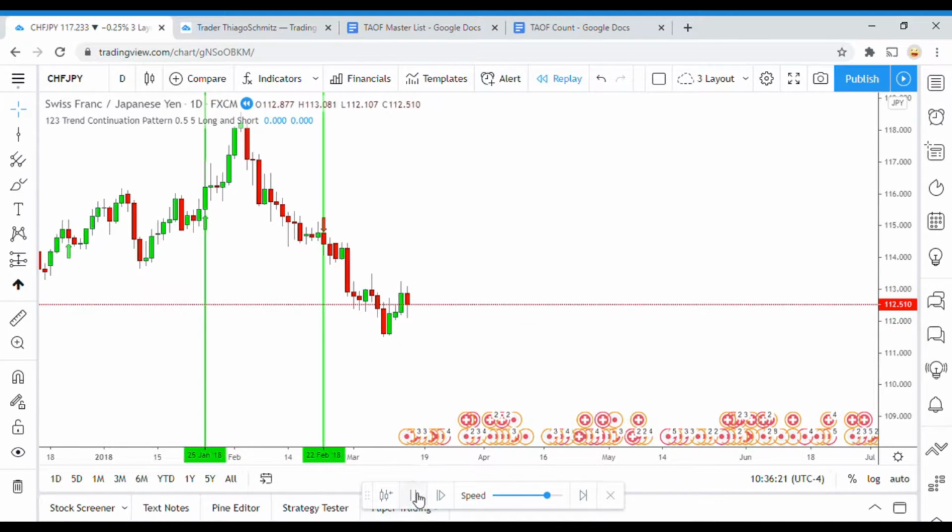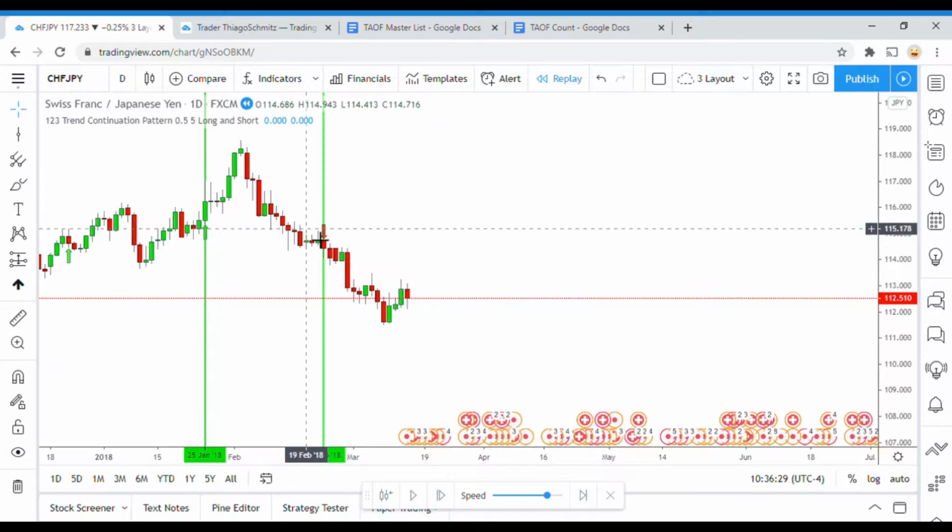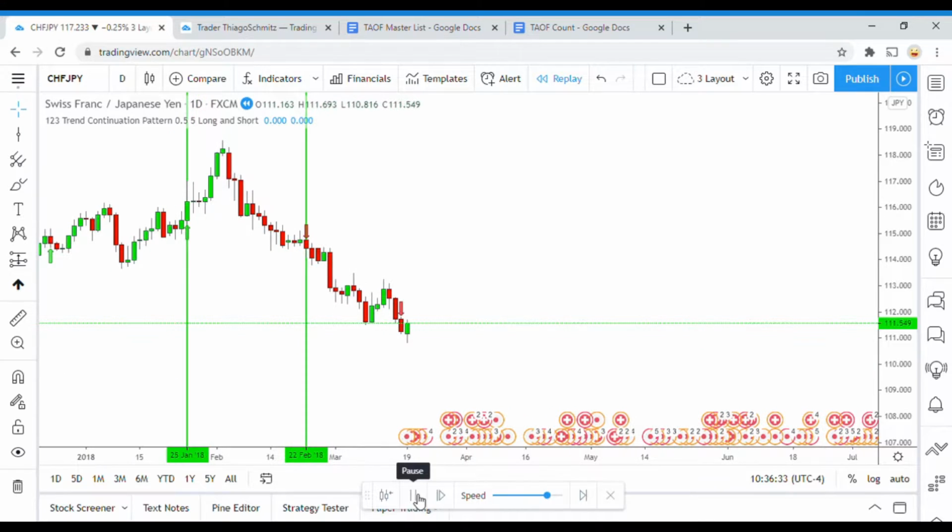Yeah, so far so good. I'm liking this so far. It seems to be a little slow on getting us into a trade, but sometimes that is, you know, the sacrifice you have to make.